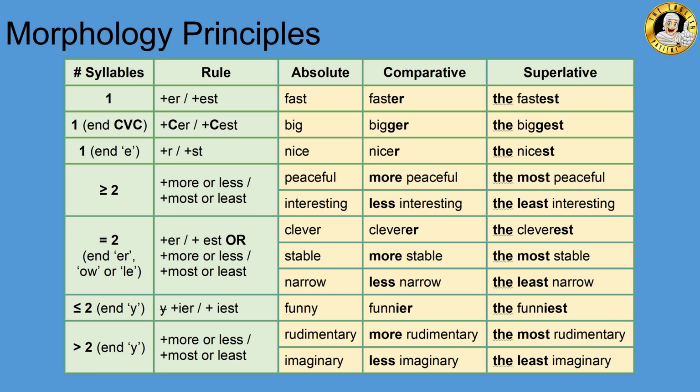Now, there are not many words which are greater than 2 syllables which end in a Y, but if there are, then you would use more or less for the comparative, or most or least for the superlative. For example, rudimentary, which means simple. Then you could say more rudimentary or less rudimentary, or the most rudimentary or the least rudimentary. And then for imaginary, you could say less imaginary, more imaginary, the least imaginary, or the most imaginary.